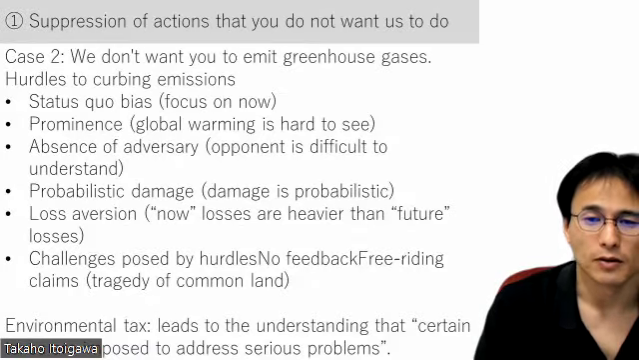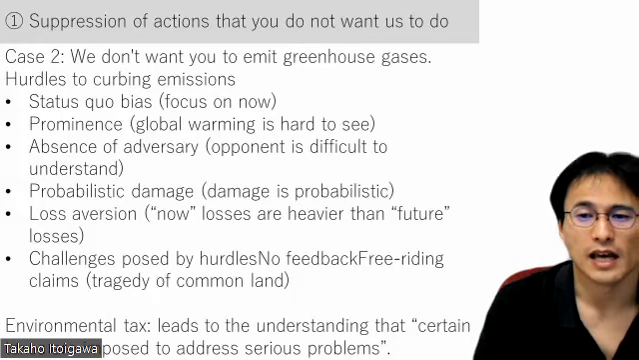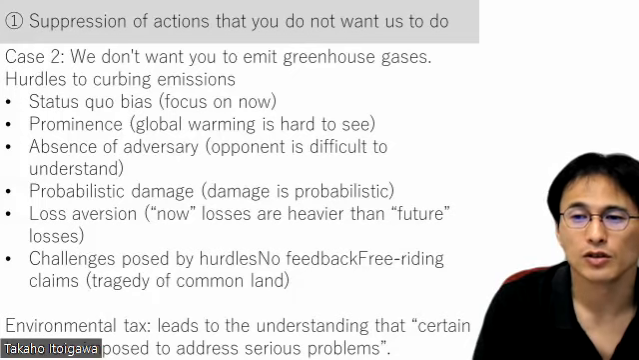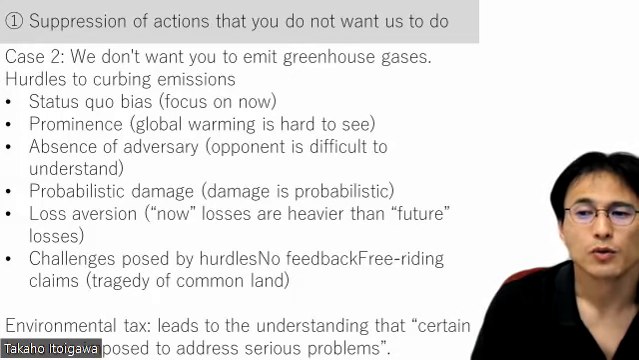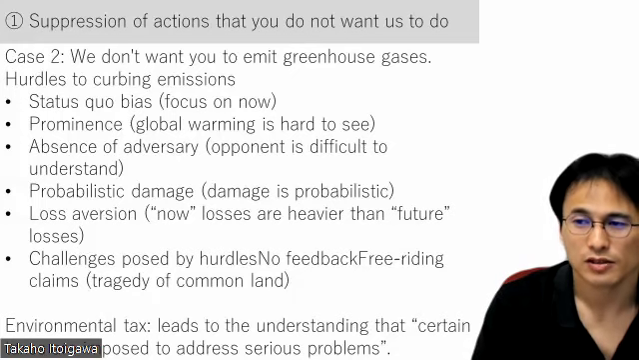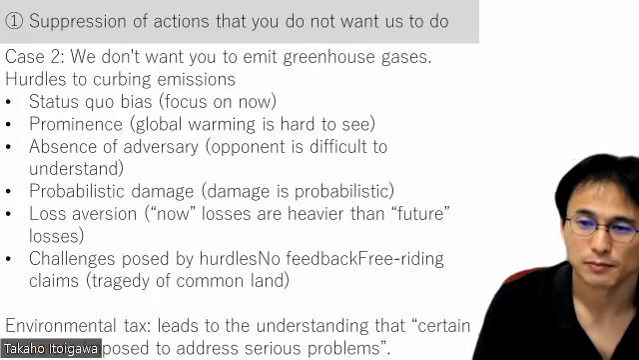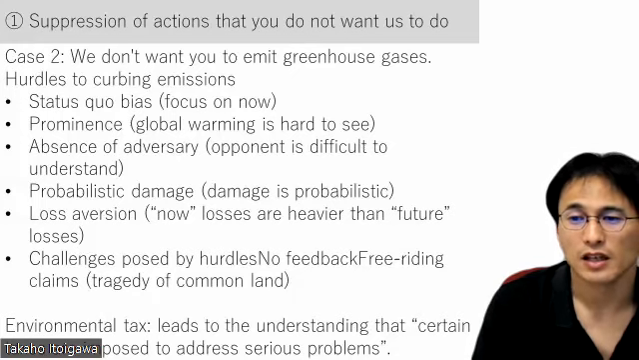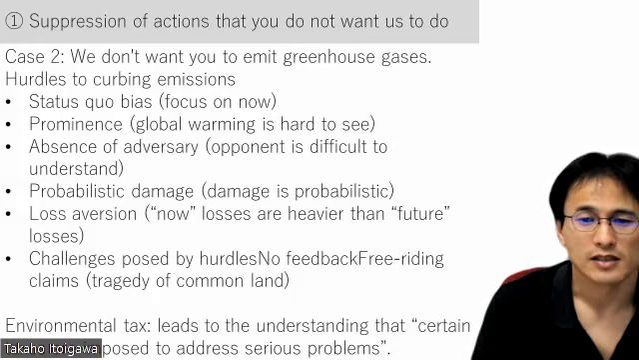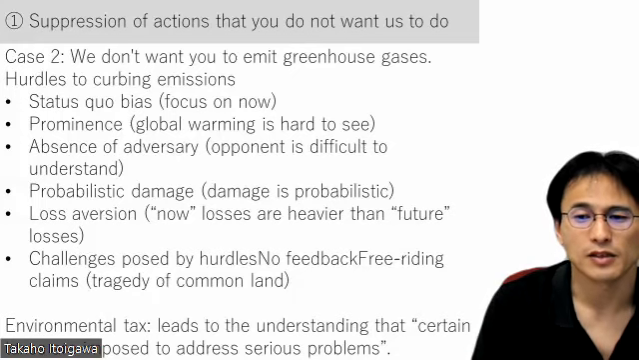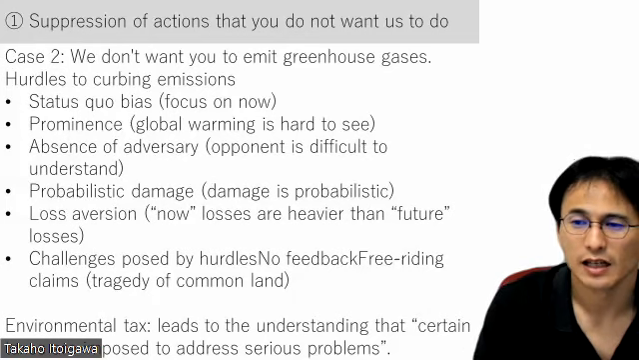The second example of trying to curb an activity you do not want to do is to reduce greenhouse gas emissions. In this case, there are 5 barriers to reduce emissions. The first is status quo bias, which focuses on the present. The second is the lack of importance of global warming, which is hard to see.